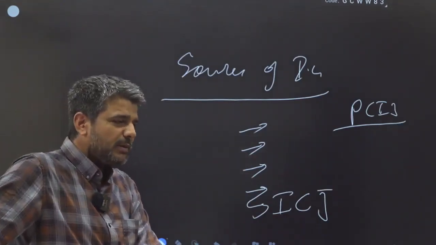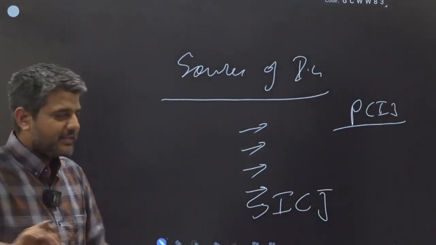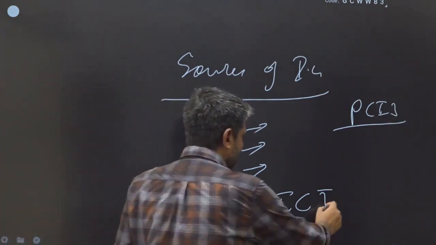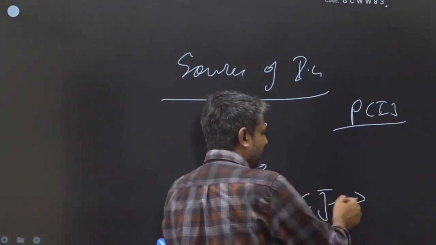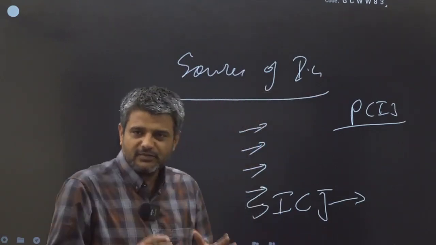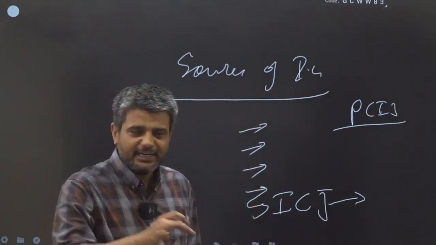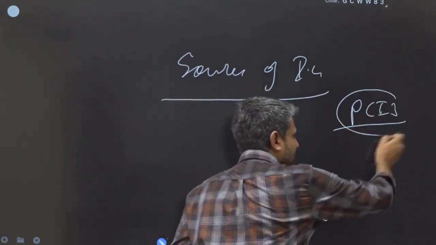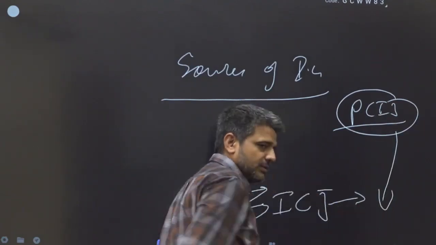So the UN members thought that no. What they did, they simply said, okay, ICJ will be this, but the ICJ will be governed by a separate statute. ICJ will be governed by a separate statute, and they appended this to the UN Charter.